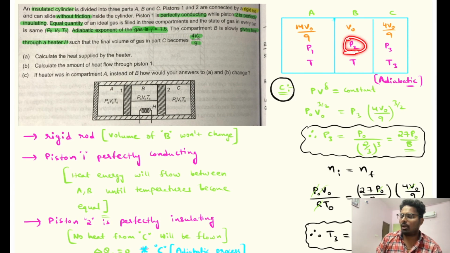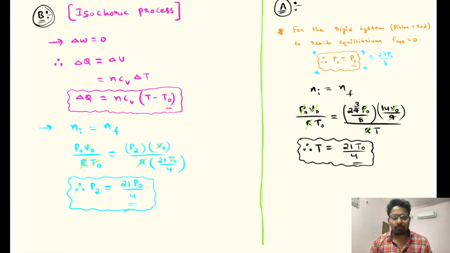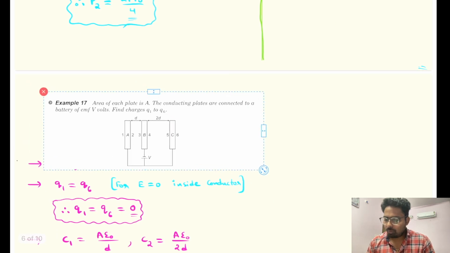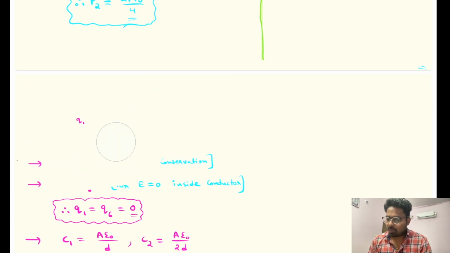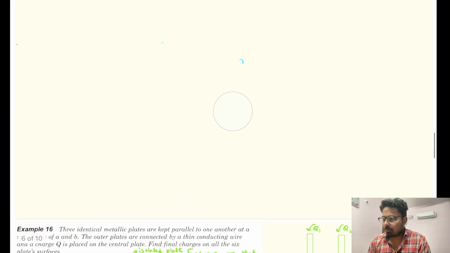From there I have found the value of P2. So that means now I know all the values. Now I know all the unknowns that I had. Now let us see what we can find. I want to find what they are asking in the question: how much amount of heat is supplied?